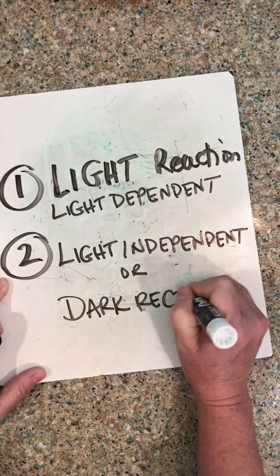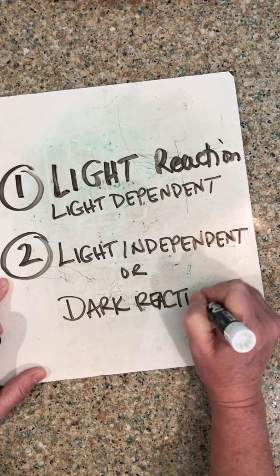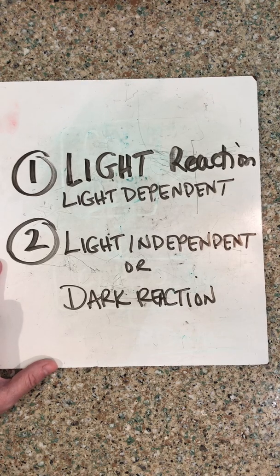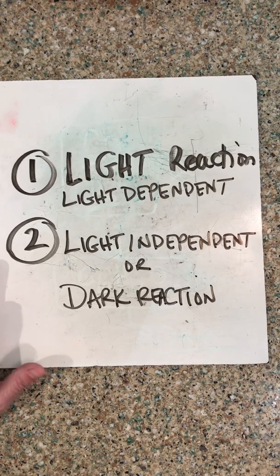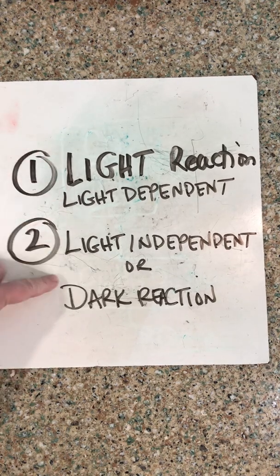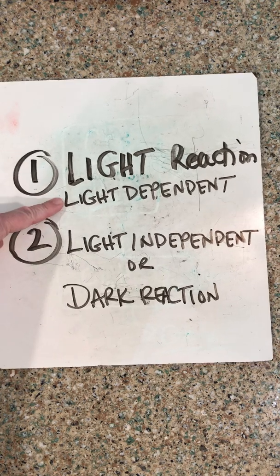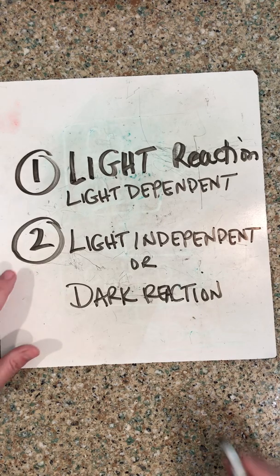And this can be confusing, reaction, because people will think, oh, it's the dark reaction, it must happen at night. No, it just happens without light. So light reaction needs light, dark reaction does not. So the better name is the light dependent, because it depends on light, or the light independent reaction.